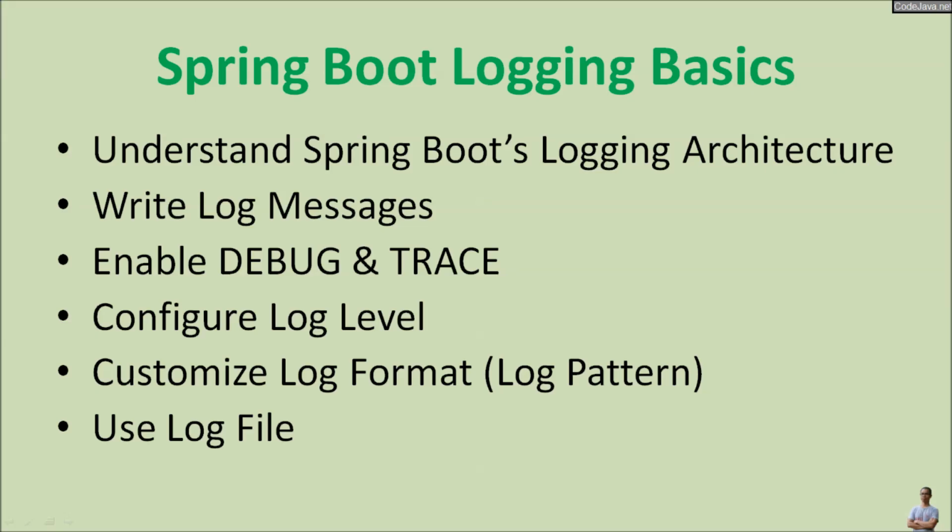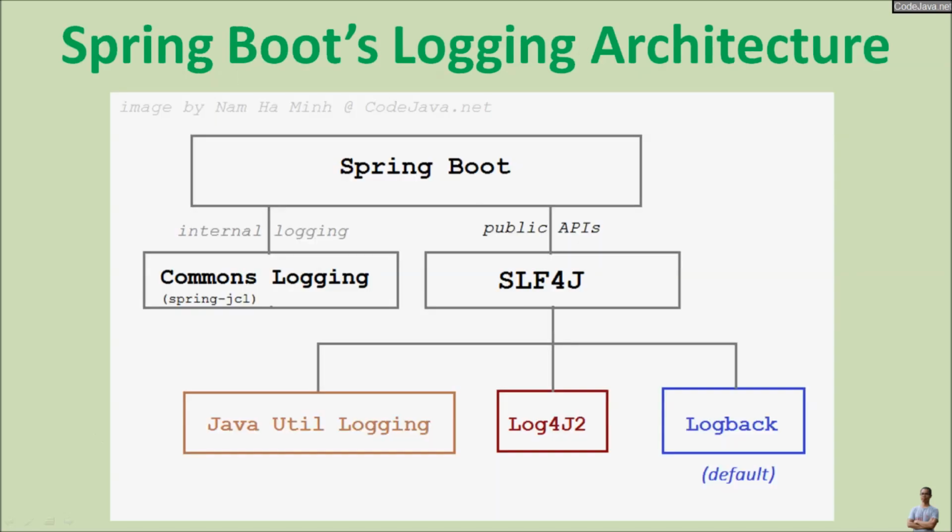Next, I will show you how to enable debug and trace logging for Spring Boot project and how to configure log level. You know, Spring Boot allows programmers to easily configure logging details through the application.properties file, and for the most common uses, we can configure logging details through this properties file. And if we wish to use a specific logging framework, you can provide the configuration file used by that logging framework.